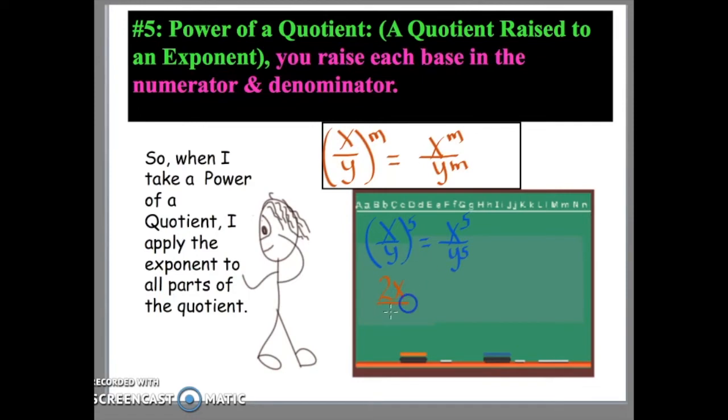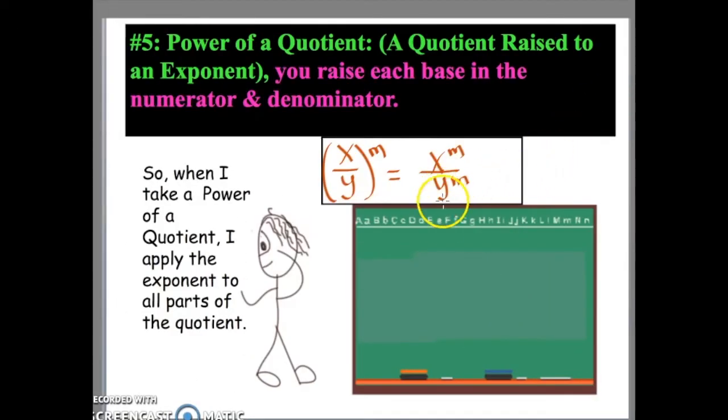2x over y is being raised to the 3rd power. Okay, once again, numerator, denominator is going to be raised to that power. So 2 to the 3rd, x to the 3rd, and y to the 3rd. Let's simplify this out. 2 times 2 times 2. That will leave me with 8, x to the 3rd and y to the 3rd. Hope that makes sense. Let's do a couple practice.